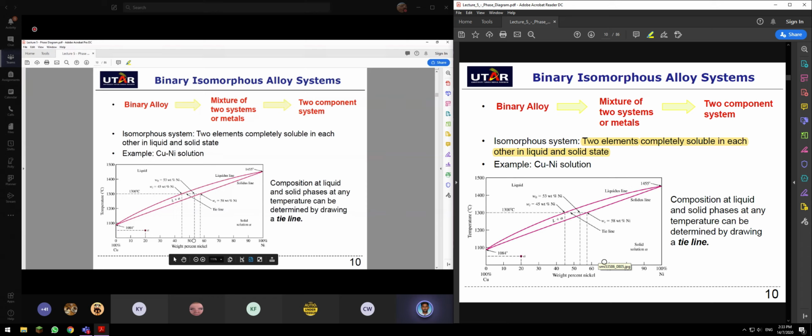I'm repeating again. Here you have a phase diagram. It says weight percentage nickel. All over here is 0 weight percentage nickel. All over here is 10 weight percentage of nickel until 100 weight percentage of nickel, which is pure nickel. This is pure copper, because here copper is 100%. Here 50-50.